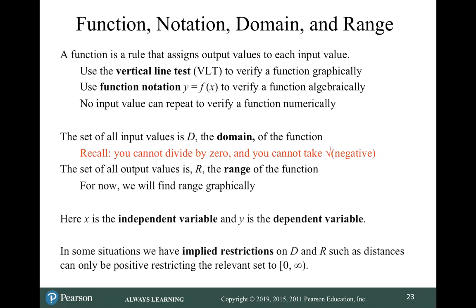So I can't have, for example, the point 2, 7 and the point 2, 3. That would make something not a function because the x value was repeated twice. Those 2 points would be directly vertical of each other. It would not pass the vertical line test. So those are all ways to tell if something is a function.